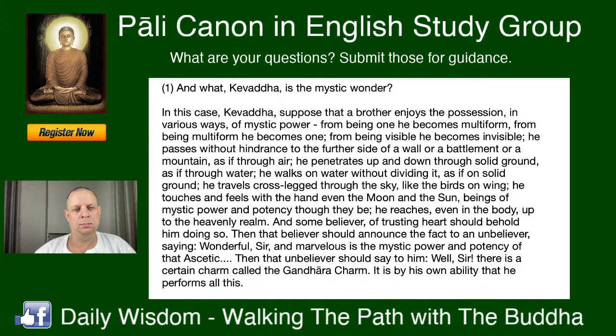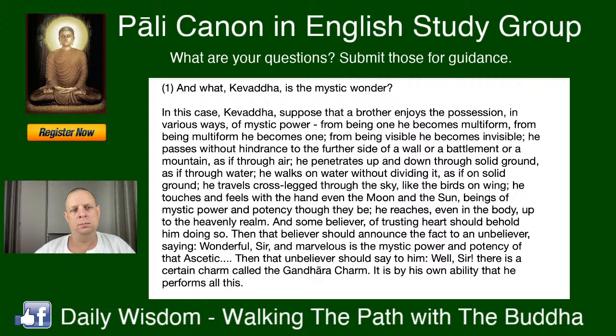In this case, Kevaddha, suppose that a brother enjoys the possession in various ways of mystic power. From being one, he becomes multiform. From being multiform, he becomes one. From being visible, he becomes invisible. He passes through without hindrance to the other side of a wall or a battlement or mountain, as if through air. He penetrates up and down through solid ground, as if through water. He walks on water without diving, as if on solid ground. He travels cross-legged through the sky like the birds on wing.